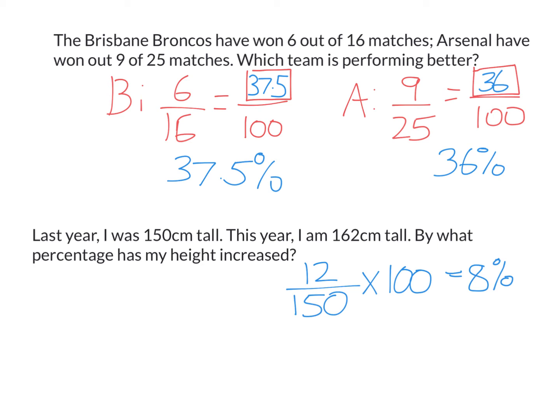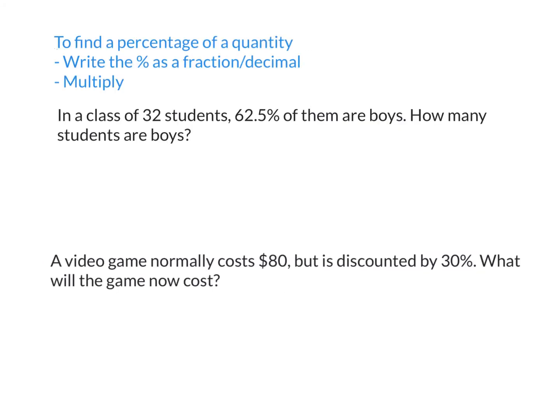All right, now we're going to look at sort of the opposite, when we already know the percent, but we want to calculate a quantity. So when we're finding a percent of a quantity, we just follow 2 easy steps. Write the percent as a fraction or a decimal and then multiply. So let's try this question.